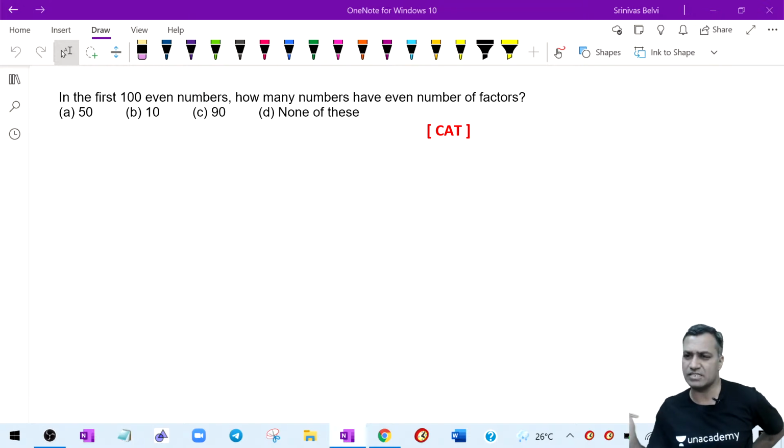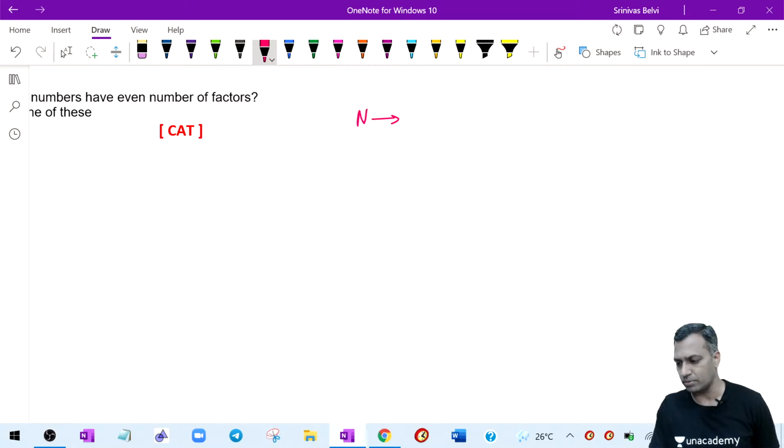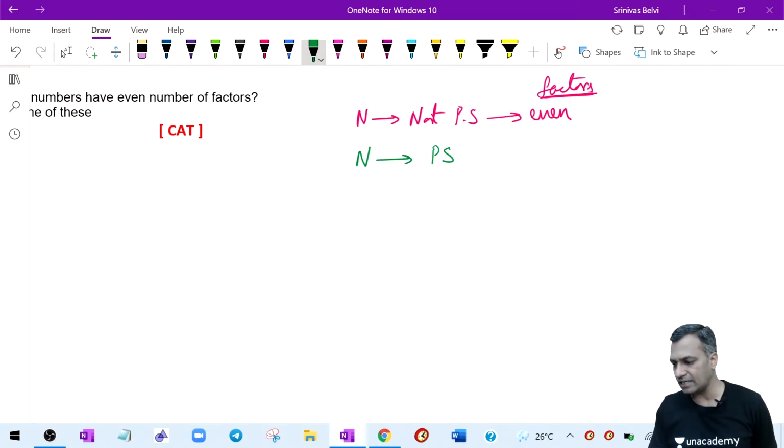Let's start. What did we discuss in the previous lecture? It's just an extension to that thought. We said that if the given number is not a perfect square, I'm just repeating it because I already mentioned this, then it would have an even number of factors, right? The factors would always be even in count. Then we said that if the given number n is a perfect square, then it would have an odd number of factors, which means it can have one factor or three factors or five factors, etc.